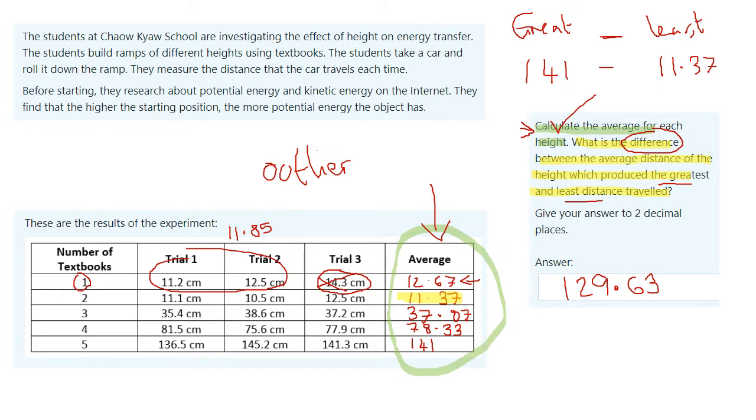Anyway, this type of question, you go carefully, calculate the average. If you see the difference, you need to subtract, and need to make sure that you choose the right numbers for subtract, and you must make sure that you give it in the correct format, 2 decimal places, so 2 numbers after the decimal point.